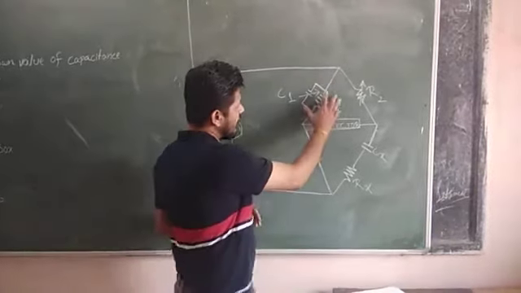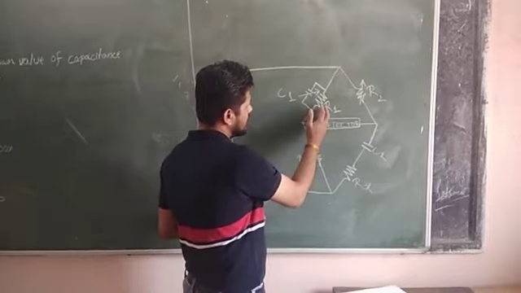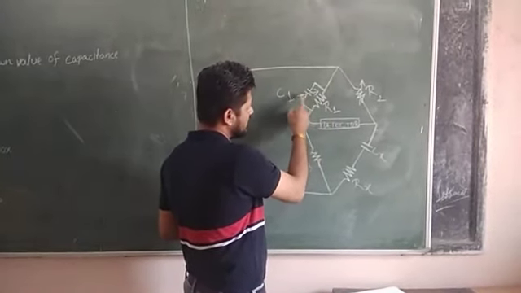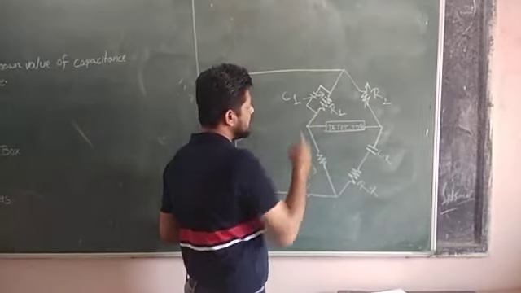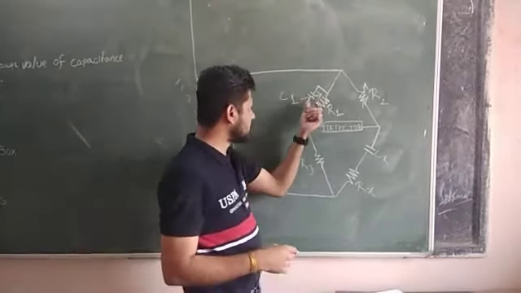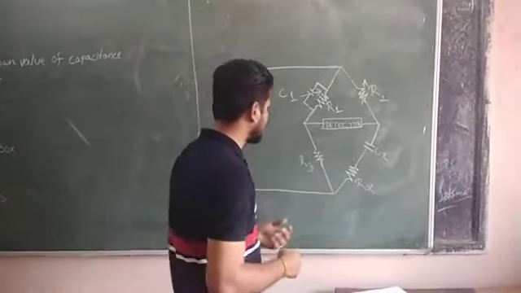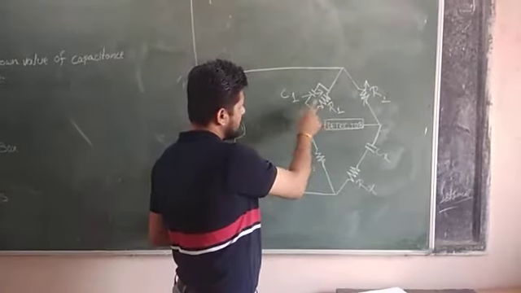So if I consider this arm number one, it consists of R1 in parallel with C1. Here you can see the capacitor used is a variable capacitor. We are not going to measure the value of this capacitance. We are going to measure the value of the fixed capacitor. So R1 and C1 are in parallel.